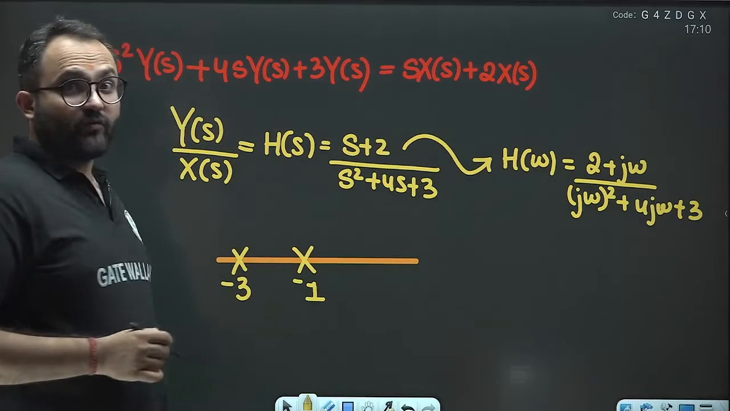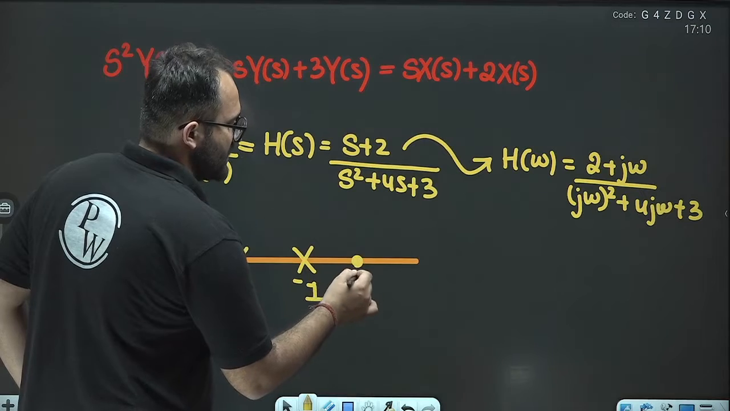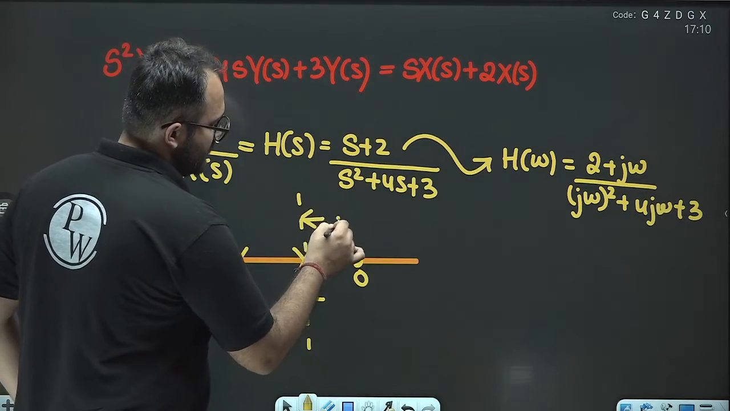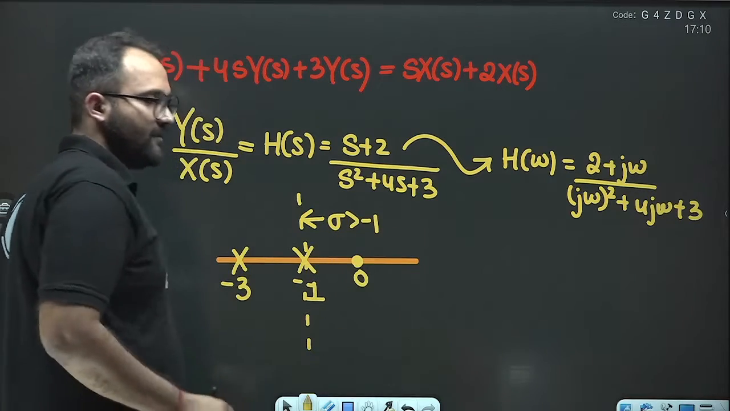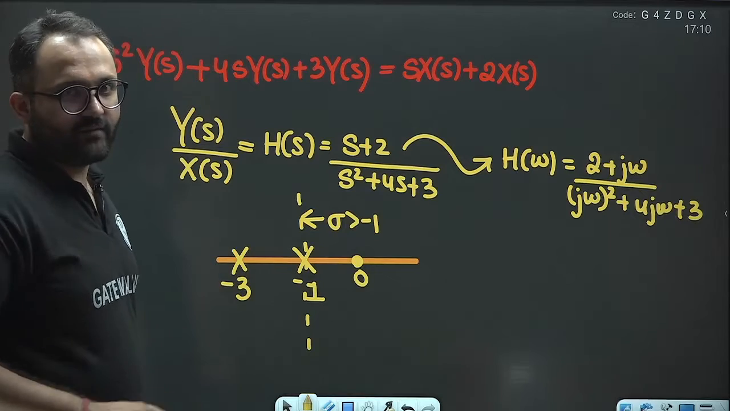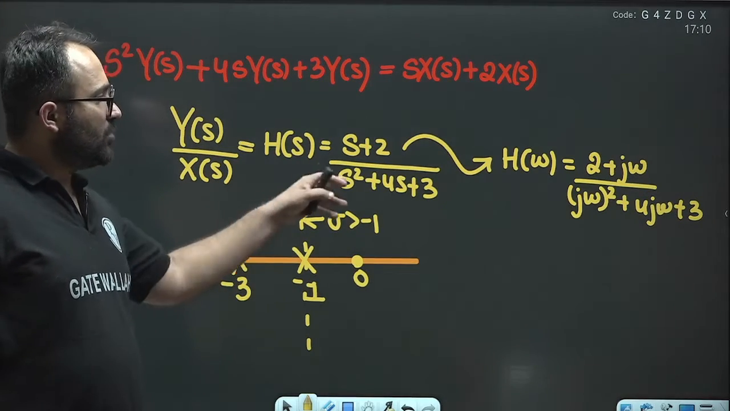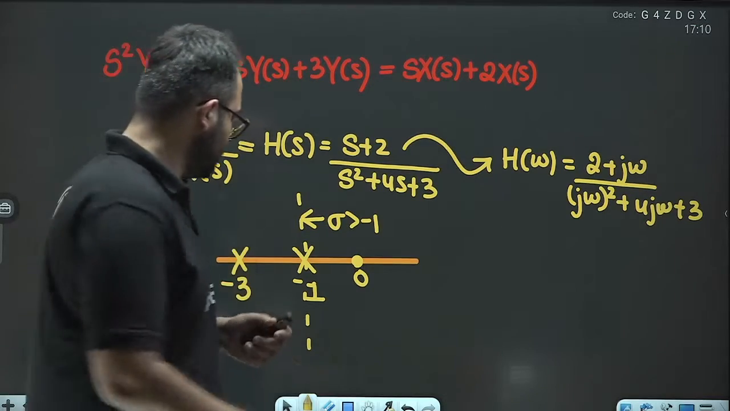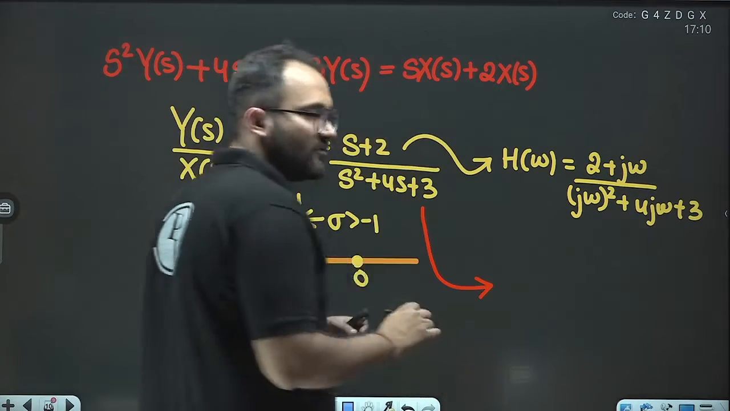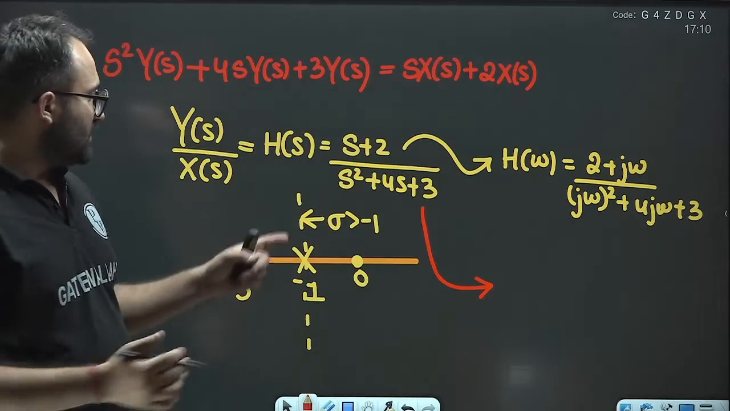So what kind of ROC will we choose? We will choose the ROC such that it includes the j omega axis or 0. So we will choose the ROC sigma greater than -1. When we choose this ROC sigma greater than -1, we keep both the poles as right sided. So to find out h(t), the impulse response, we have to take the inverse.